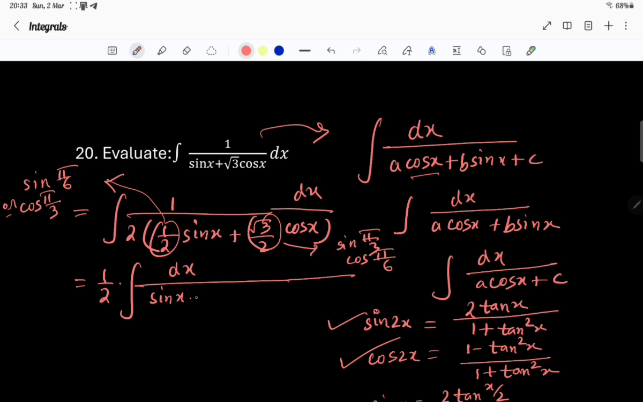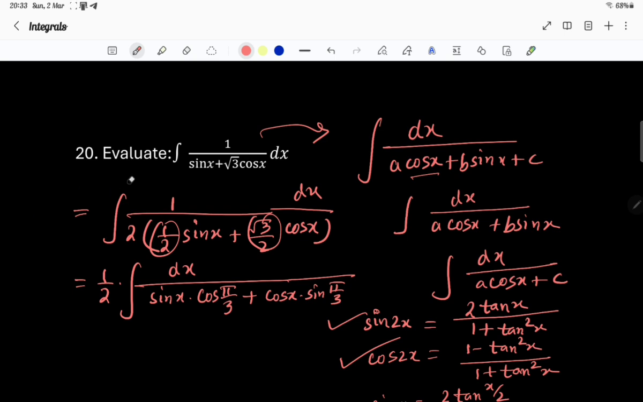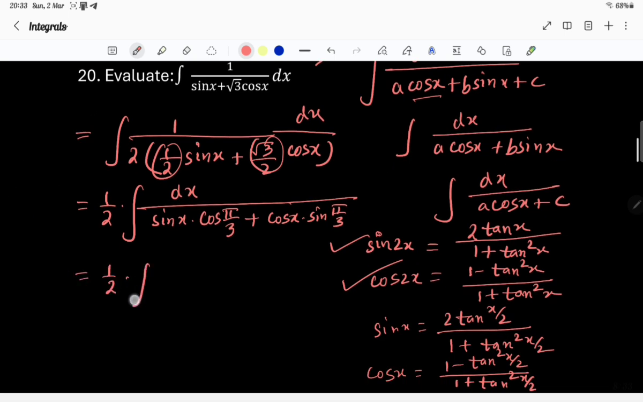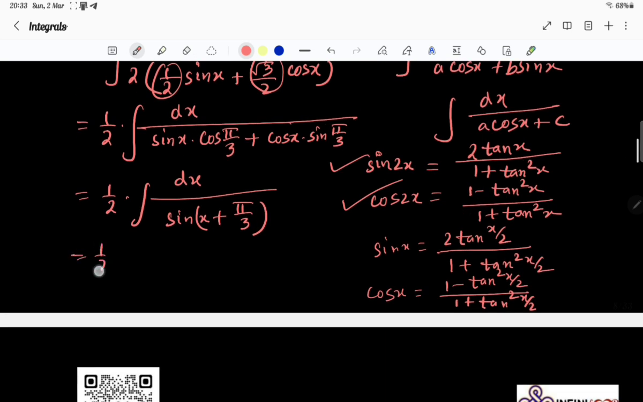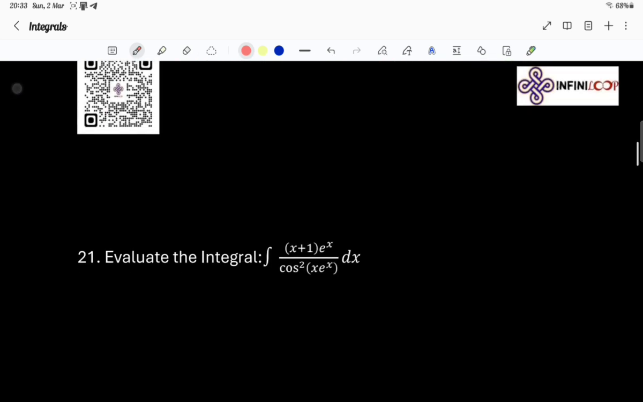Okay, so sin x into cos pi by 3 plus cos x into sin pi by 3, in that case. Okay, so what will come, check once. It will come half into dx by sin(x plus pi by 3). Now directly you can do half of integration cosec(x plus pi by 3) dx, and you can apply the cosec formula. Integration of cosec x is log of mod of cosec x minus cot x, or log of tan x by 2. Okay, you can apply this and you will get the answer.